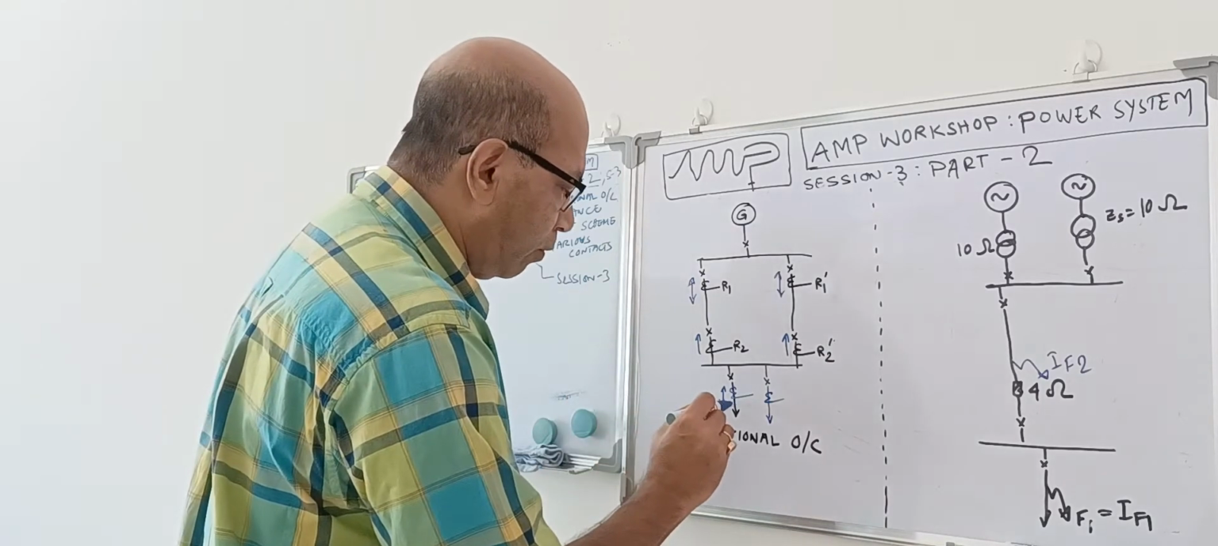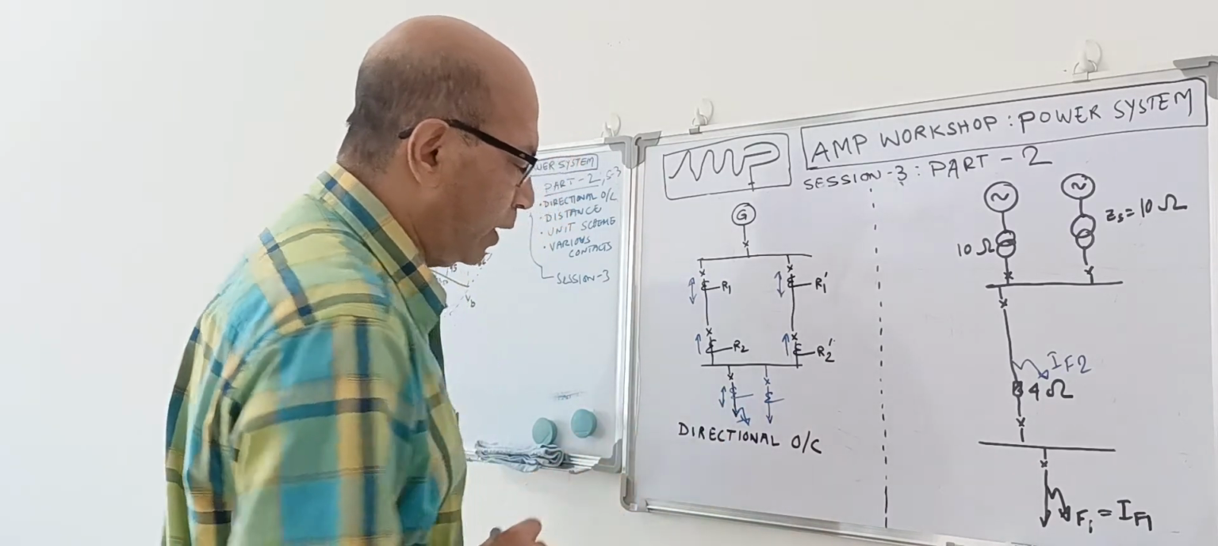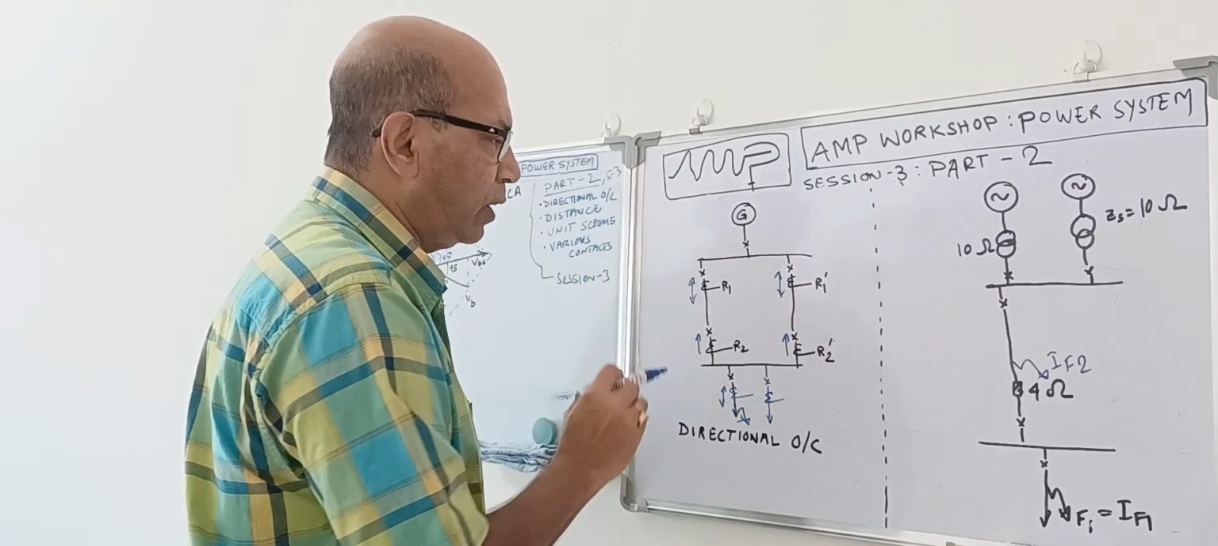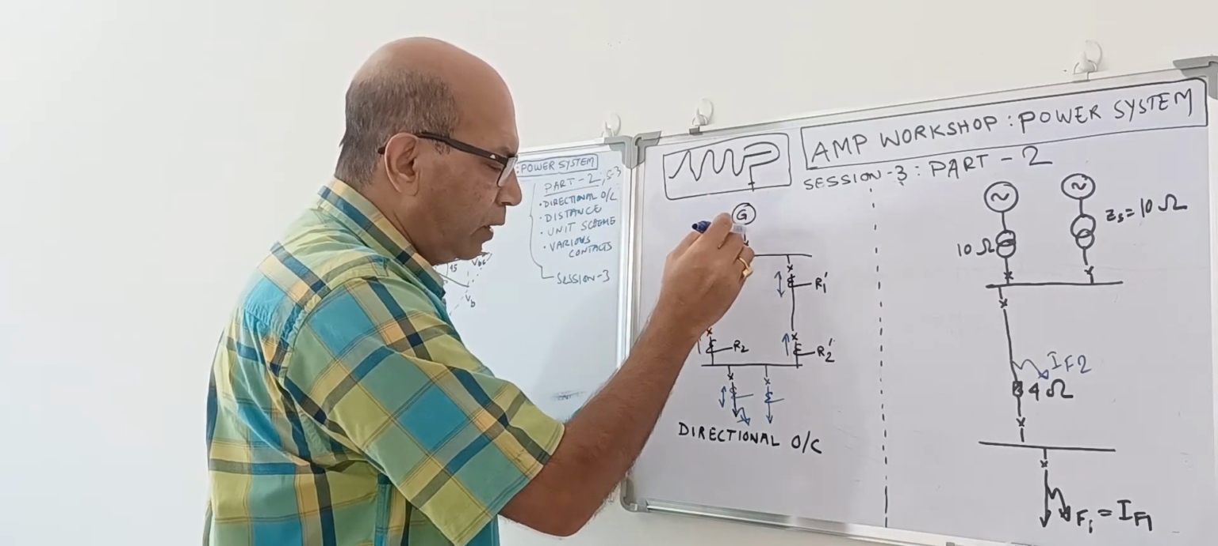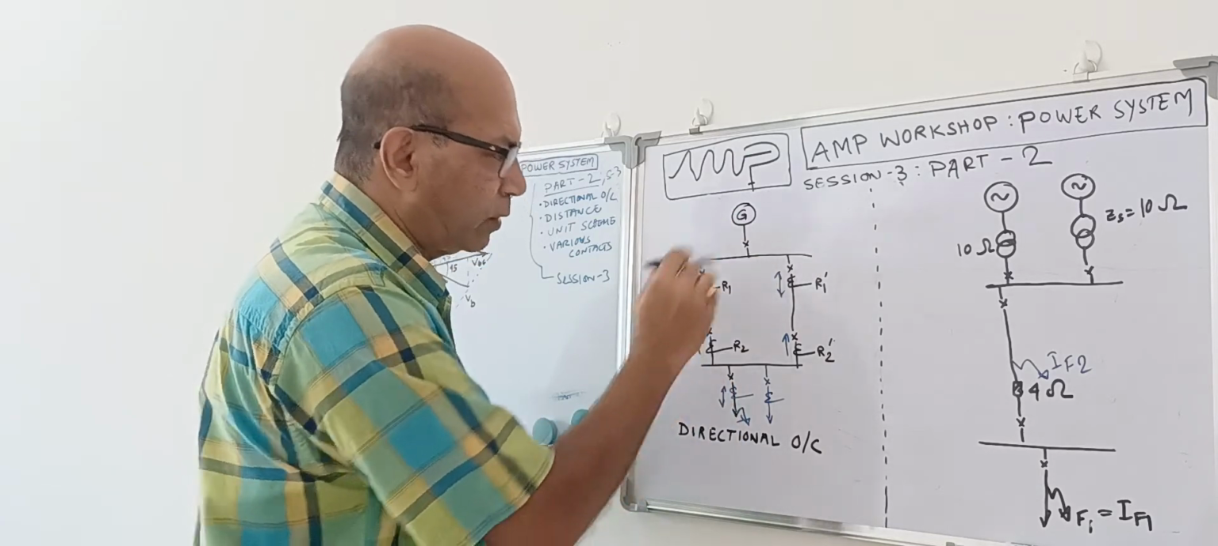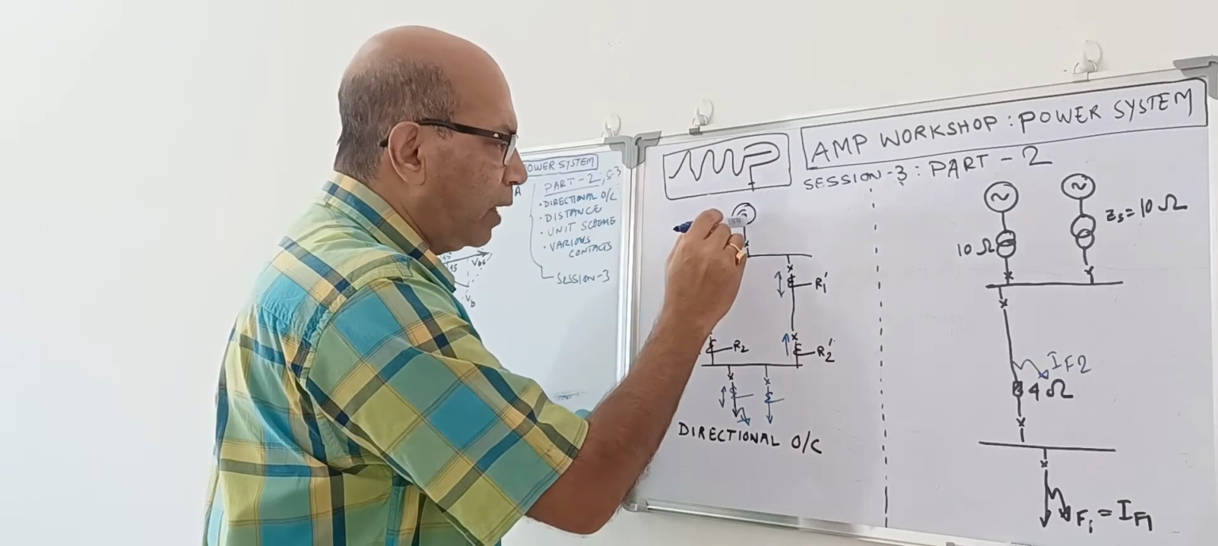Suppose there is a fault over here. There is a short circuit over here on this line. Then who is the source? The source is over here. This is a generator. So it will be feeding the short circuit current or fault current through this network. Now how will the current come? The current will come over here.